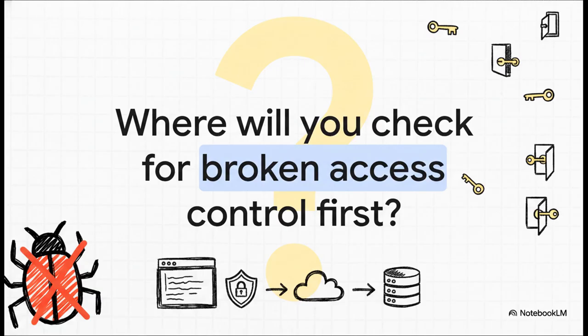So, I'll leave you with this question. Now that you know what the number one risk is, where in your own application are you going to look first? Are you going to start reviewing your APIs, maybe rethink your access rules during your next design meeting, or maybe you'll finally add those access control tests to your build process? Whatever it is, the most important step is the one you take next.